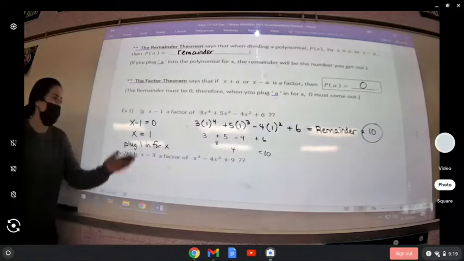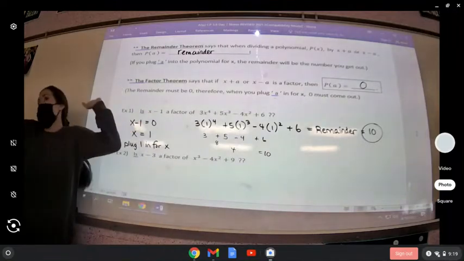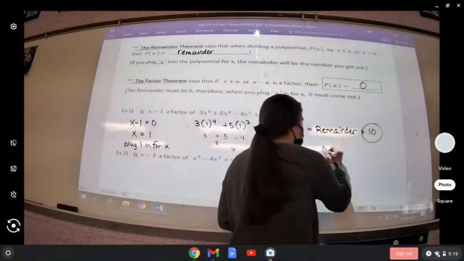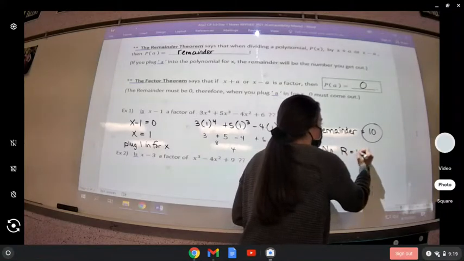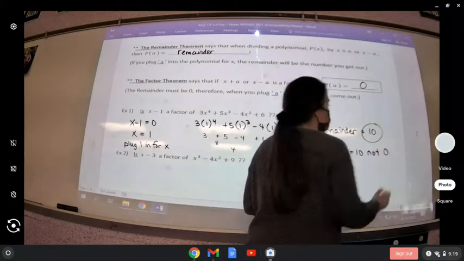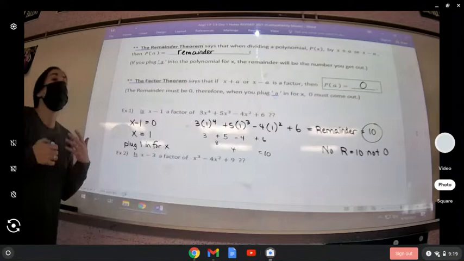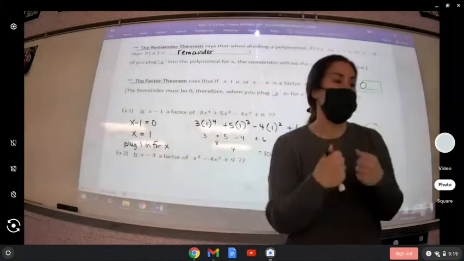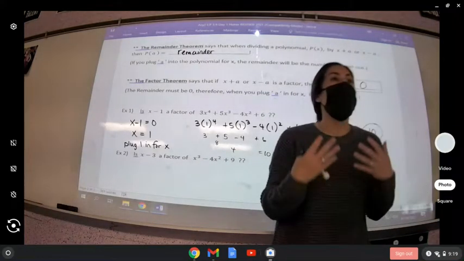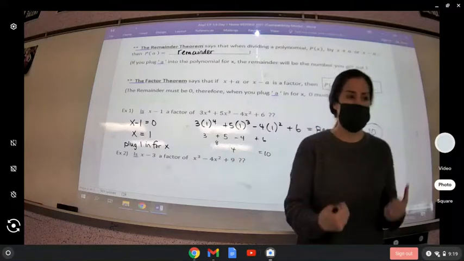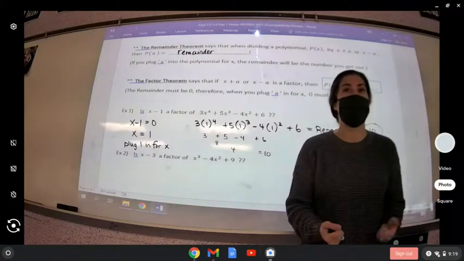So what's the answer to this question? Is x minus 1 a factor? Nope. And again, the only thing you'd have to say is the remainder is 10 and not 0. So in the future, if you're answering a question like this, all you need is the remainder. You got to know if it divided evenly in.